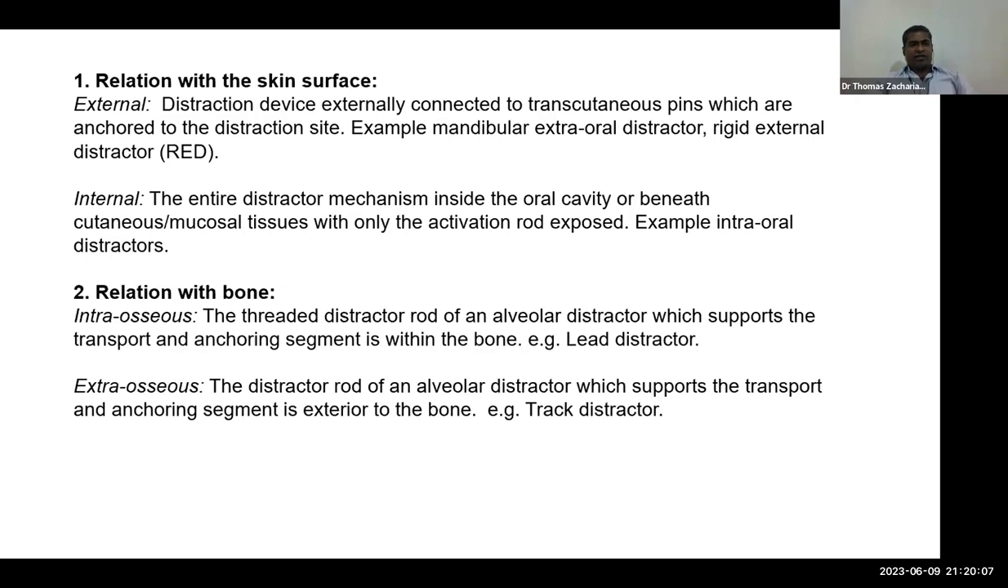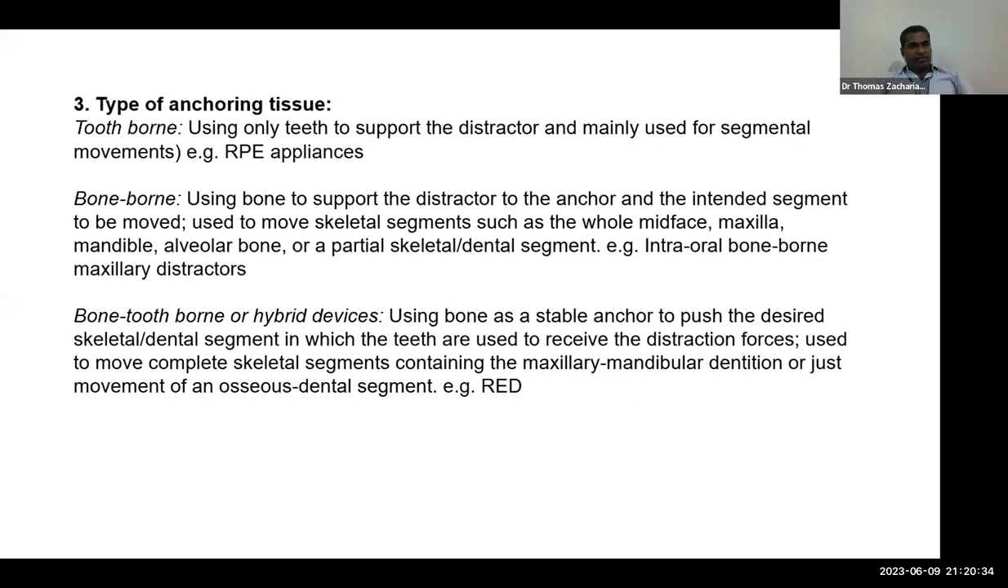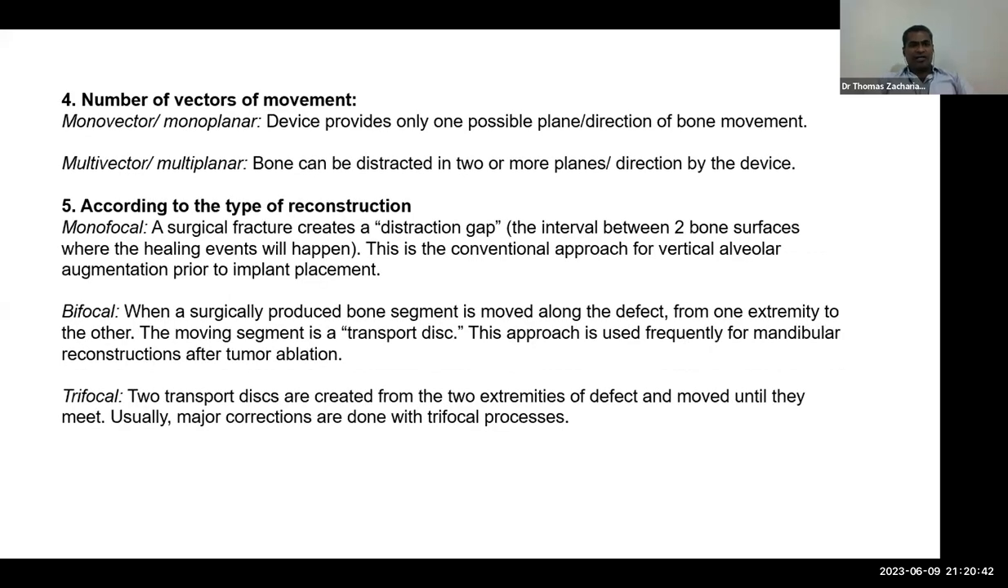Then you have, in relation with the bone, intraosseous or extraosseous. This is only used for some alveolar distractors called a lead distractor, which is not commonly used, where the distractor device is actually within the bone rather than on the surface of the bone. You don't see it very often. And then you have whether the distraction is tooth bone or bone, like you said, or they can be hybrid devices. Again, depending upon the vector, it can be monovector or monoplanar and multivector or multiplanar.